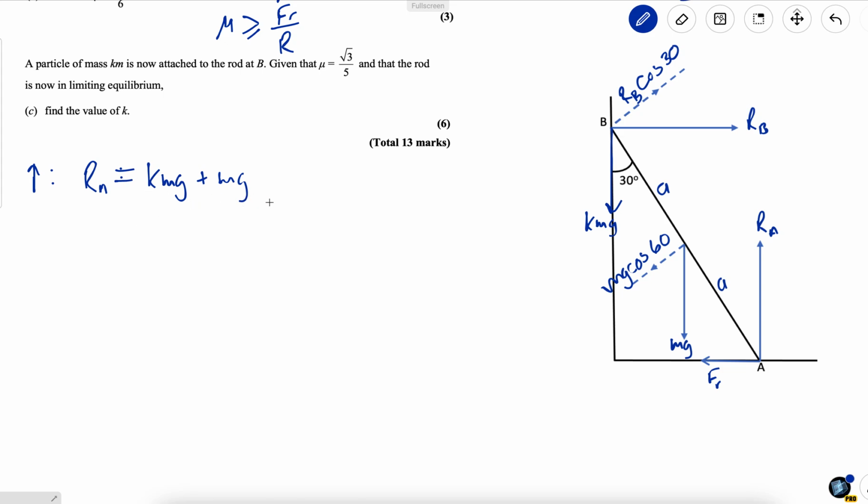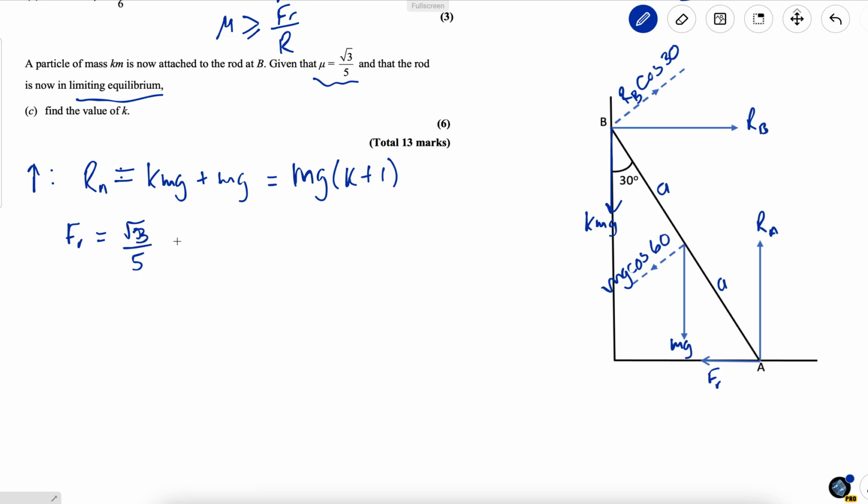So that means it's equal to mg multiplied by k plus 1. So now I can find the friction force, so I can find RB by using F equals mu R. So friction equals, and I'm given a new value of mu in here, and I'm also told that it's in limiting equilibrium, so I know that F is equal to mu R, which enables me to use this as an equation instead of an inequality now.